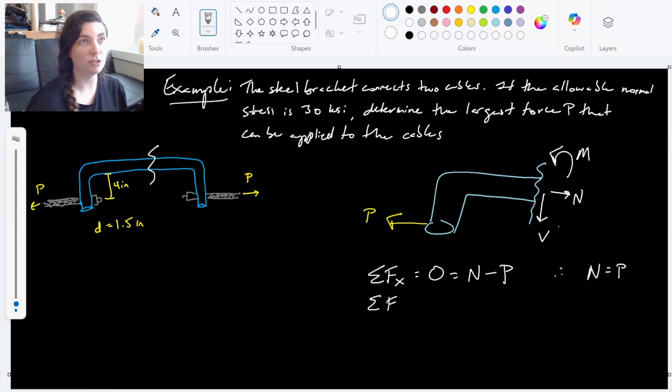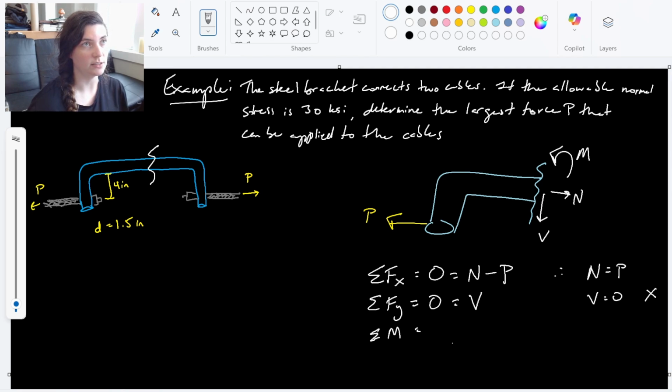So we do have a normal force in there, which means we're going to be finding a normal stress. Let's look at our next one. Sum of Fy is 0, and the only thing in the y direction is the shear. So shear is 0, which means there is not going to be any shear stress component in this. Don't need to worry about that.